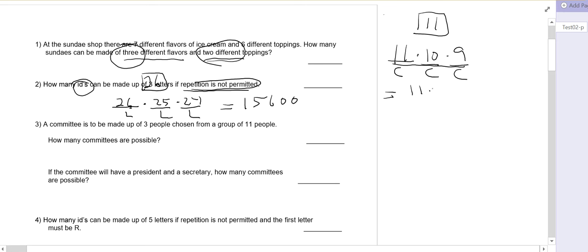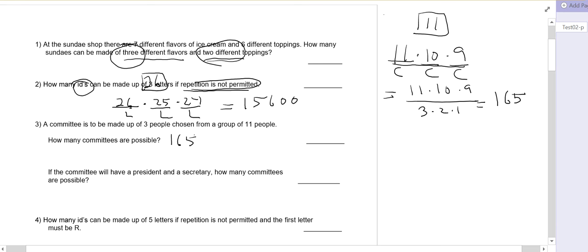So that tells me I need to divide this product by, how many did I pick? 3. So 3 factorial, 3, 2, 1, right? If you do your math, you should come up with 165. So that's 3A, 165.